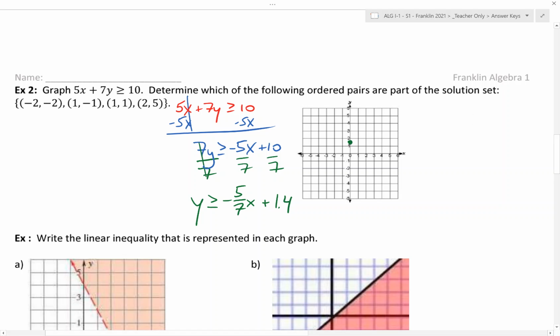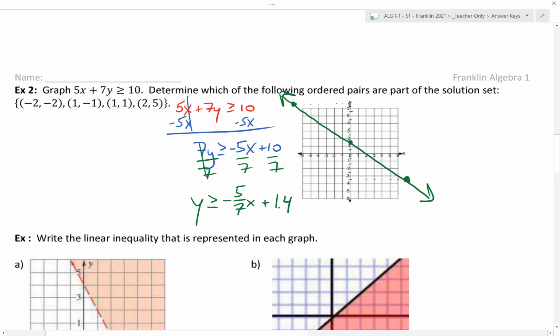1.4 is about halfway between 1 and 2. And then we go down 5, right 7. Well, stay in the middle. 1, 2, 3, 4, 5. 1, 2, 3, 4, 5, 6, 7 is out here somewhere. And then up 5, left 7. 1, 2, 3, 4, 5. 1, 2, 3. Out here somewhere. So not the best looking graph, but it works just fine. So it should look something like this.